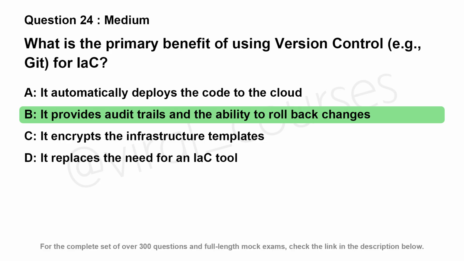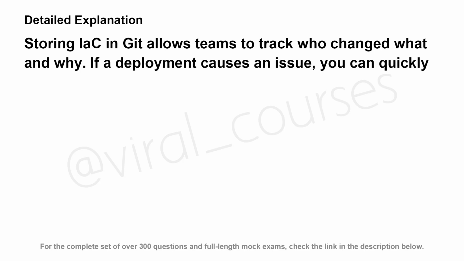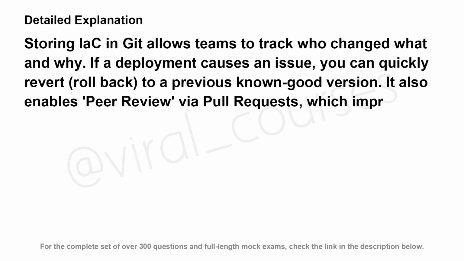The correct answer is B. Storing IaC in Git allows teams to track who changed what and why. If a deployment causes an issue, you can quickly roll back to a previous known good version. It also enables peer review via pull requests, which improves infrastructure quality.